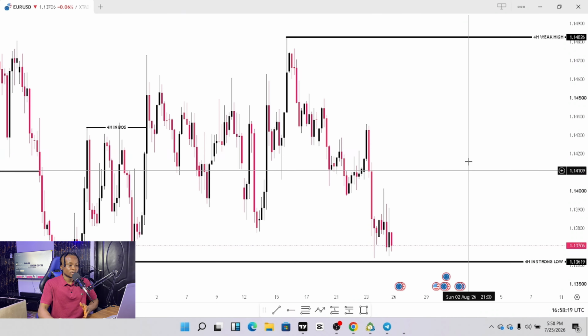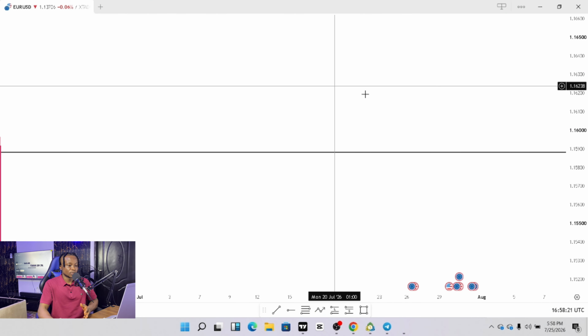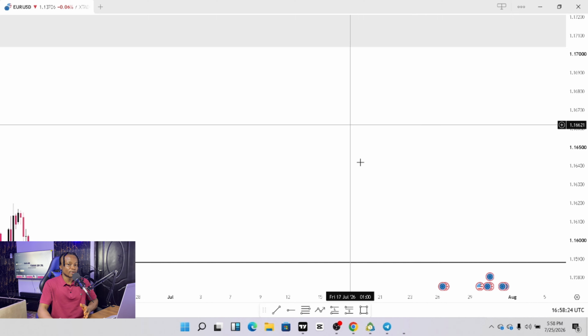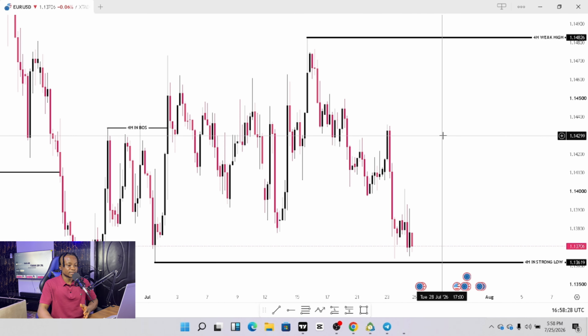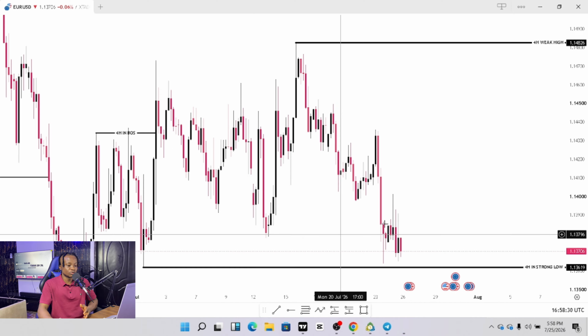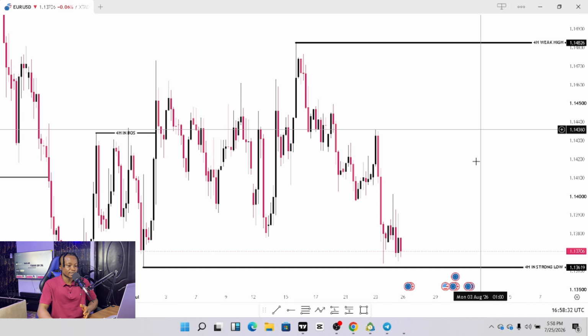Inasmuch as Euro USD pro structure is bearish, you can see that the substructure is already showing that it's bullish. And since pro structure is bearish, we are looking for Euro USD to come to the premium of the pro structure, so that we look for our selling opportunities here to go to the downside. But since Euro USD is at discount, we should still be looking for what? Opportunities to buy this market.